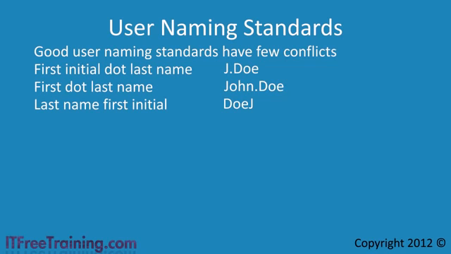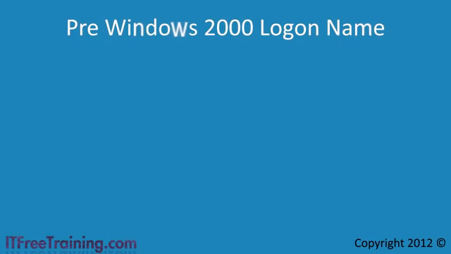For example, if Jane and John Doe both worked for the same company, two of the naming standards here would generate the same login name. In this case, an administrator would need to change one of the logins. A lot of administrators will simply add a number to the end of one of the logins to make them different.